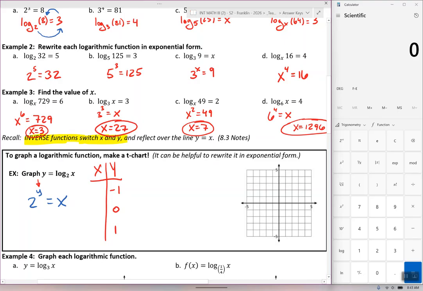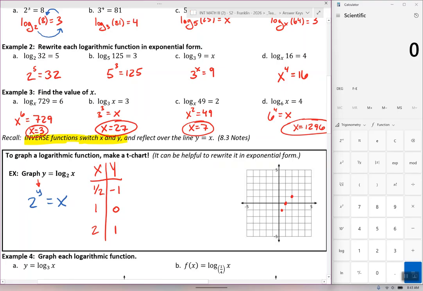For -1, if I put -1 in for y, I get 2 to the -1 power. Well, that's 1/2. So I have a point at 1/2, -1. That's right here. Okay, let's put in 0 for y. 2 to the 0 is 1. So I have a point at 1, 0. And let's put in 1 for y. 2 to the power of 1 is 2. So I have a point at 2, 1.